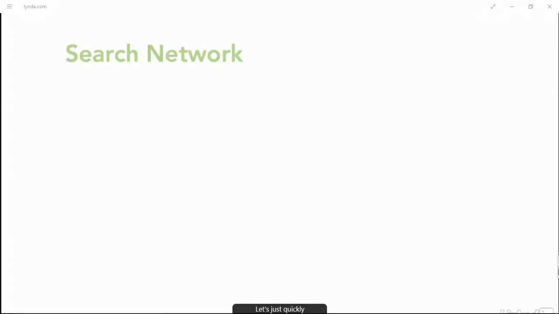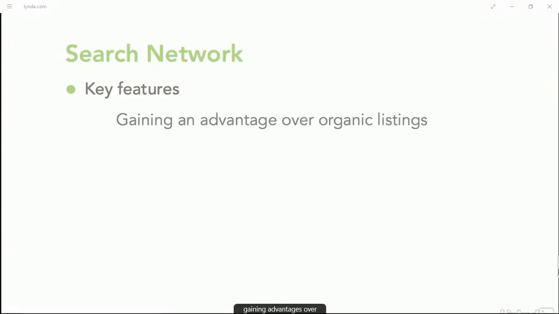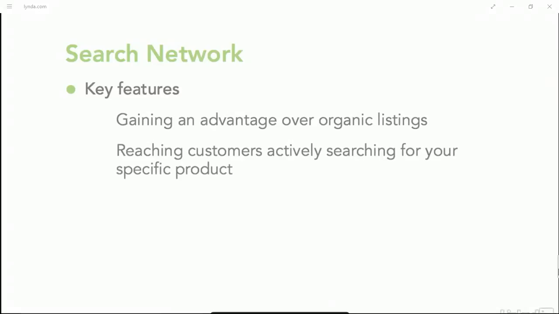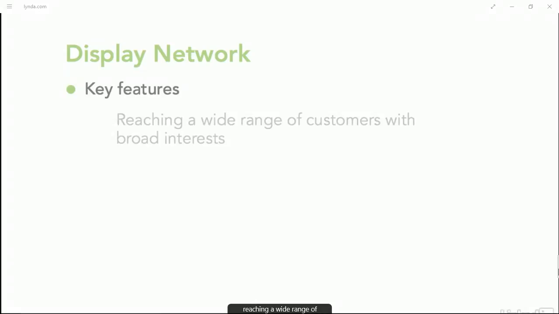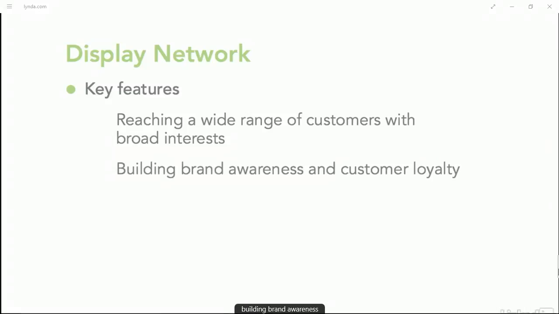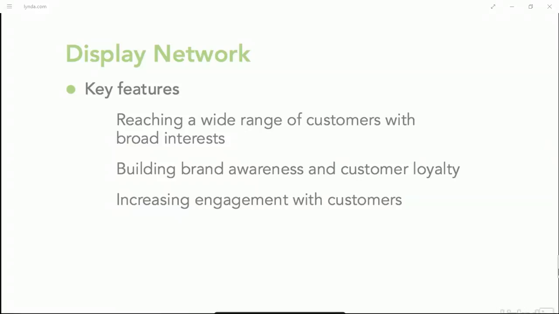Let's just quickly summarize the key reasons behind using search and/or display. Search uses text ads and helps in these two key areas: gaining an advantage over organic listings in search, and reaching customers actively searching for your specific service or product. As for display, it uses rich media and/or text ads to help in four areas: reaching a wide range of customers with broad interests, building brand awareness and customer loyalty, increasing engagement with customers, and you have the opportunity to choose more specifically where your ads can appear and to what type of audience. We'll discuss more on how to maximize both of these networks once we start building your actual advertisements.